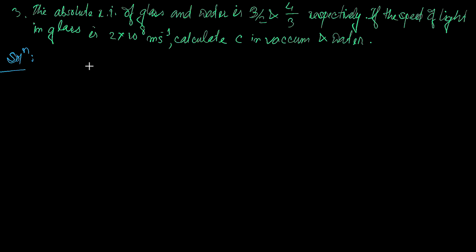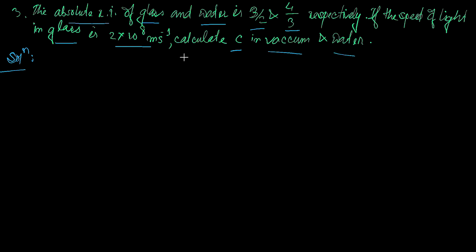In this question, the absolute refractive index is given. That means one medium is the required medium and the other is the common medium, that is nothing but air. So the absolute refractive indices of glass and water are given as 3/2 and 4/3. Clear? One important thing is given: the speed of light in glass is 2 × 10^8 meter per second. Now we have to calculate the value of C in vacuum, that means the velocity of light in vacuum, and in water.